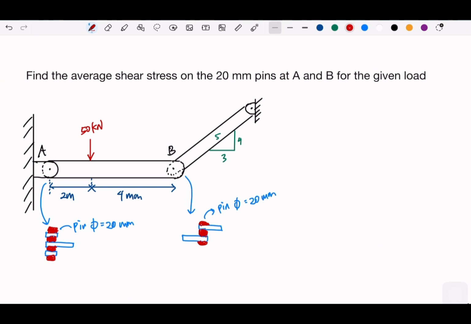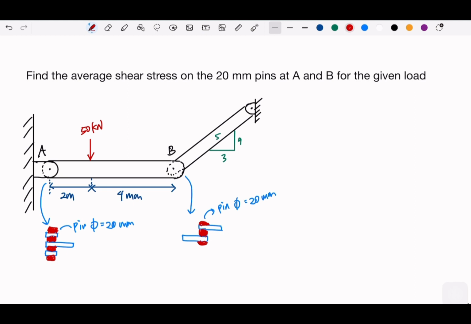It doesn't specify what it is, but we could see this is going to be 3 layers. This is going to be 2 layers. So the first one is going to be the double shear. The second one is the single shear. So sometimes, if you're given this type of question, you can identify first: oh, this will be double shear, this will be single shear. Maybe you could keep that in mind.